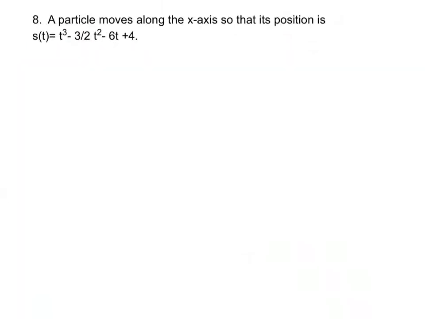All right, last one. They give you the particle moves along the x-axis. Here's your position equation, and they want in part A an expression for the velocity. So we're simply going to take the derivative of that, and we are going to get 3t squared minus 3t minus 6. There's your answer for part A.